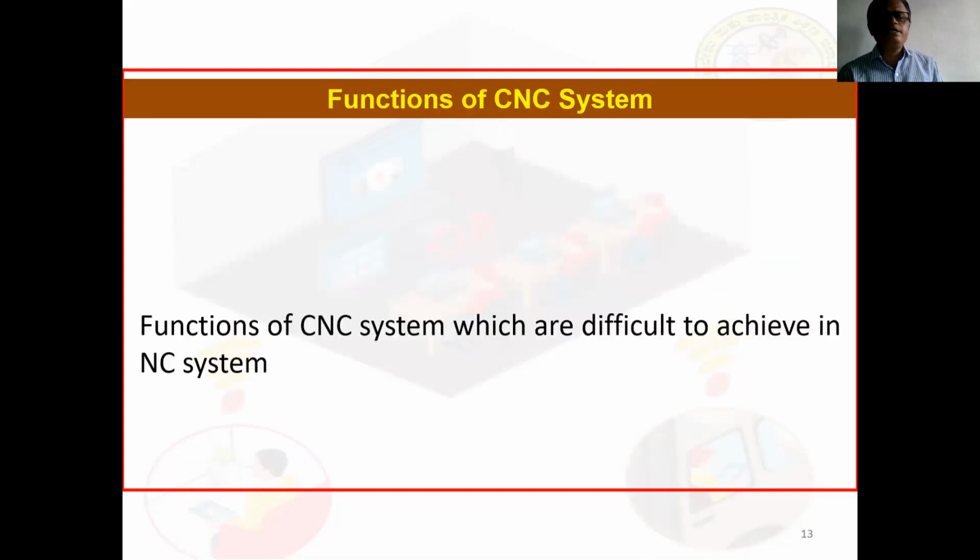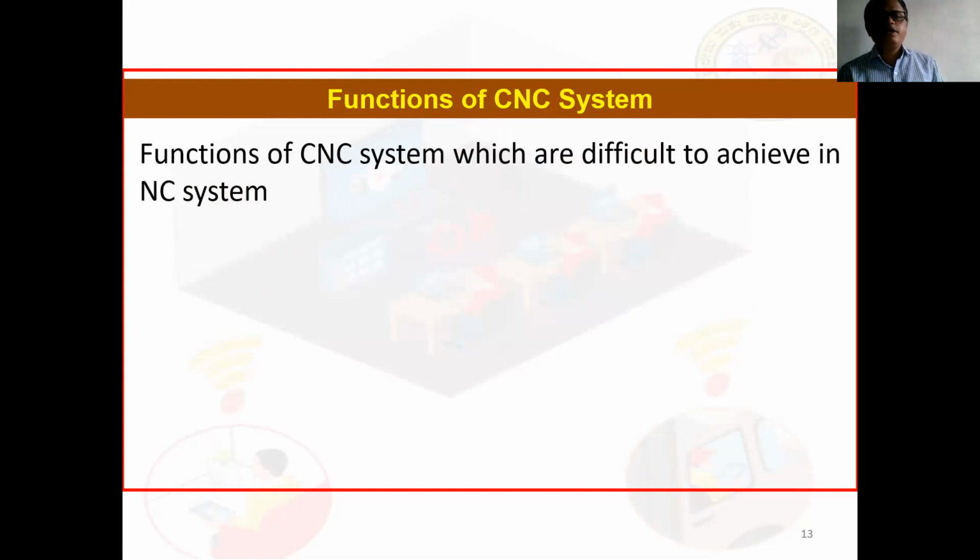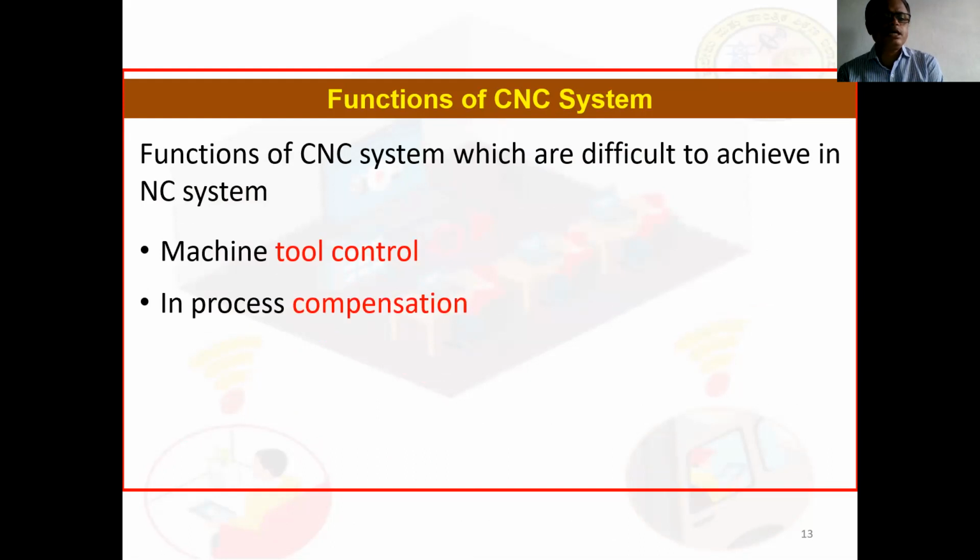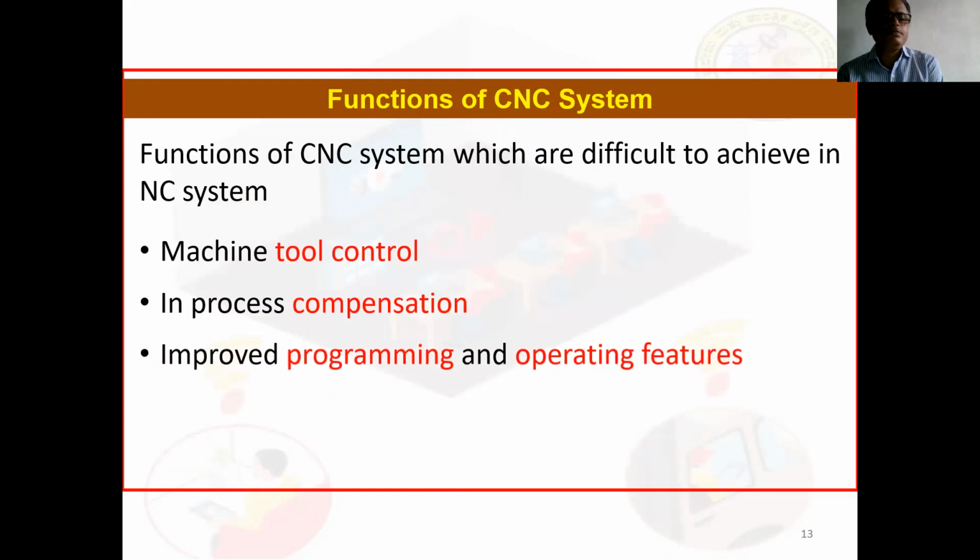What are the functions of CNC system? The functions of CNC system are difficult to achieve in the normal NC system. They are machine tool control, in-process compensation, improved programming and operating features, and there is also diagnostics. All these things we will discuss in the later hardware chapters.